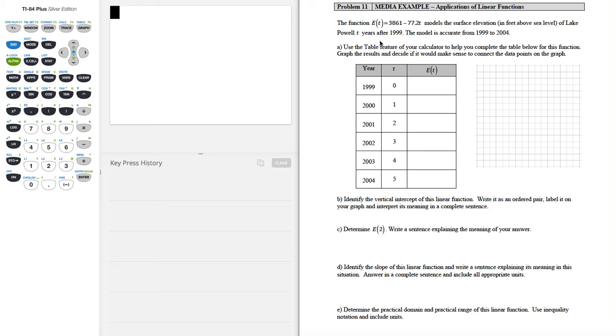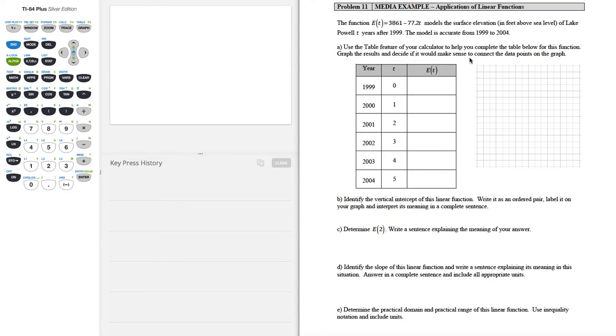Problem 11, we're given the function E(t) = 3,861 − 77.2t, and this models the surface elevation in feet above sea level of Lake Powell t years after 1999. The model is only accurate from 1999 to 2004. So part A wants us to use the table feature of our calculator to help complete the table below for the function. Then we're going to graph the results and decide if it would make sense to connect the data points on the graph.